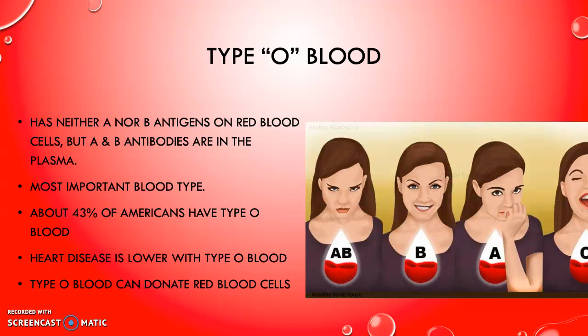I am O myself. I don't know if I'm positive or negative, but yeah. About 43% of Americans have type O blood. So it's one of the most popular blood types, I would say. And heart disease is lower with type O blood, and type O blood can donate red blood cells.